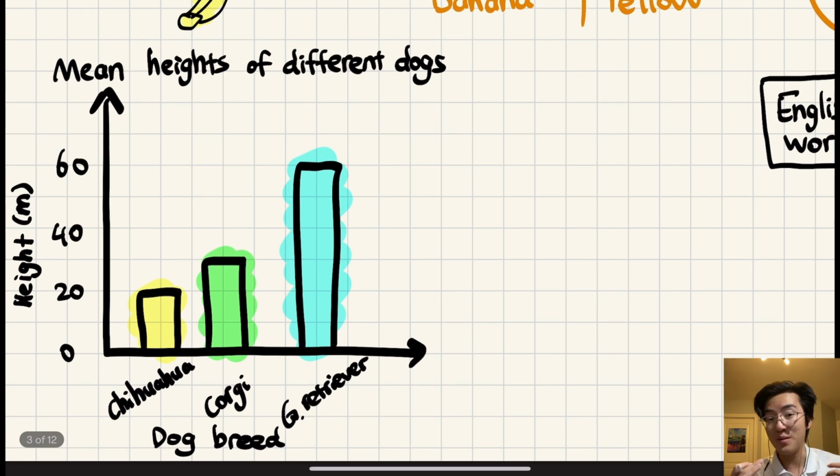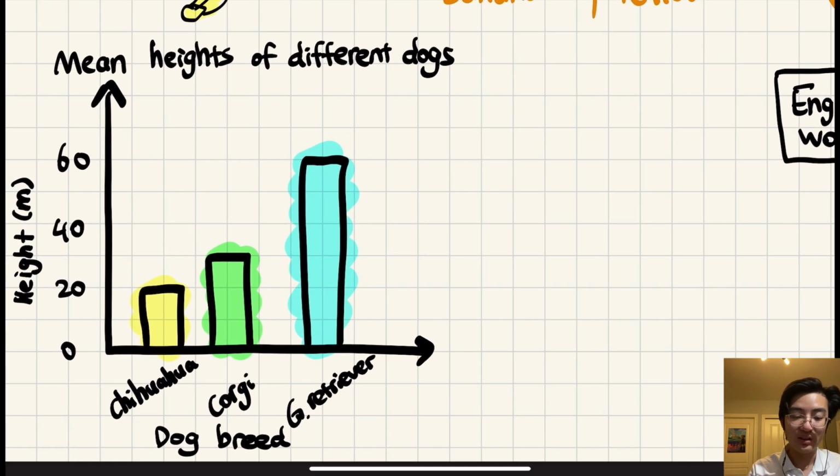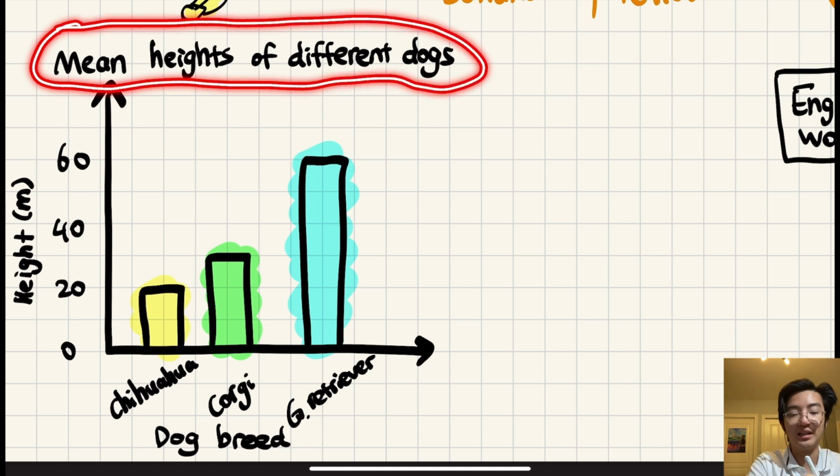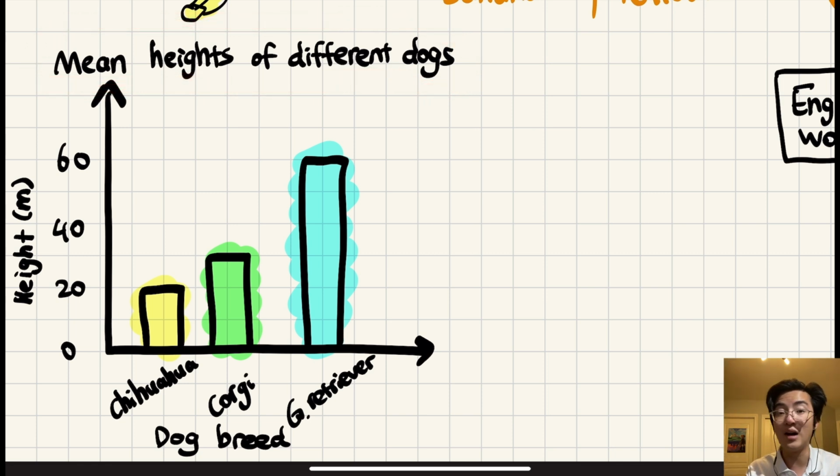This is probably the most common method you will see in use, on social media, all that kind of stuff. And this is called a bar graph. And as you can see, it will always have labels, which, well, I kind of forgot earlier, right? So it will always have, first of all, a title. Right, so this title tells us exactly what we're looking at. So the mean height of different dogs, or the average height of different dogs.